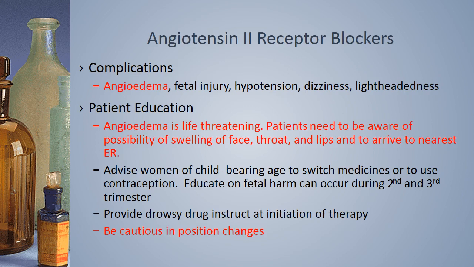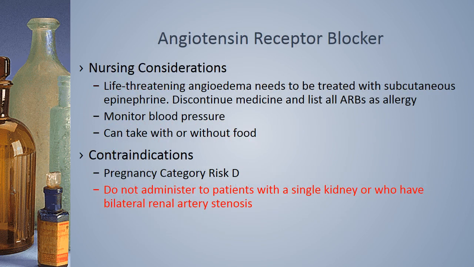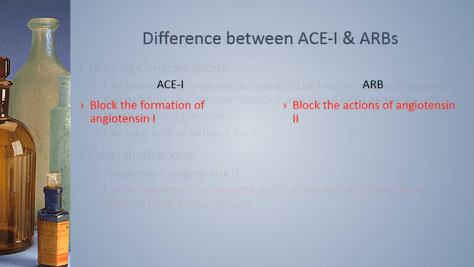Be cautious with position changes, and remember that women who are childbearing should not be on an artan, or they need to alert the provider as soon as they become pregnant. Some considerations: life-threatening angioedema needs to be treated with sub-Q epinephrine. You're going to monitor blood pressure, and it can be taken with or without food. You don't want to administer ARBs or ACEs to anybody with a single kidney, or anybody who has bilateral renal artery stenosis.